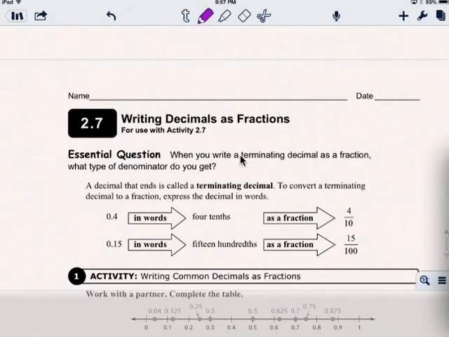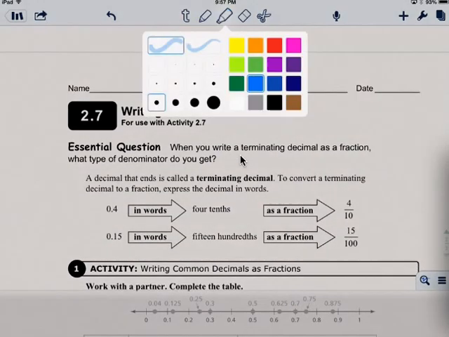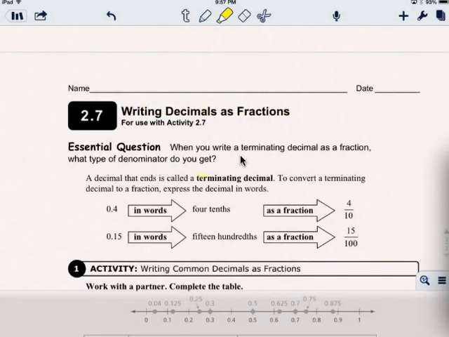Writing decimals as fractions. And as you can tell, it talks about what was our word of the week last week, which was a terminating decimal. When you write a terminating decimal as a fraction, what type of denominator do you get? We'll answer that question before we finish up.